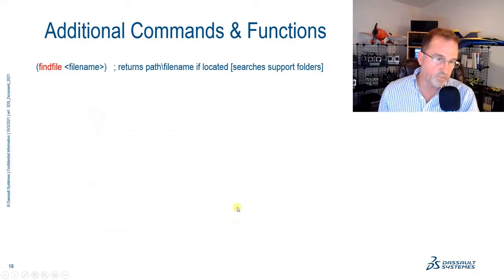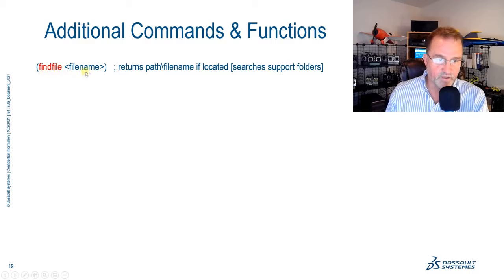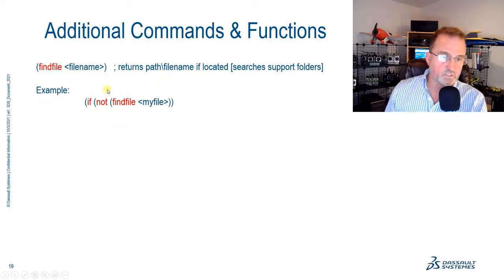Now I think you may have picked up on this, but in my last yes/no, I used a function called findfile. What findfile does is it searches for whatever file name you give it, and then it returns the full path and file name if it can locate that file. And I use this a lot. The reason for that is I want to make sure I find that DCL, or I want to make sure I find the file before I continue moving on with my program.